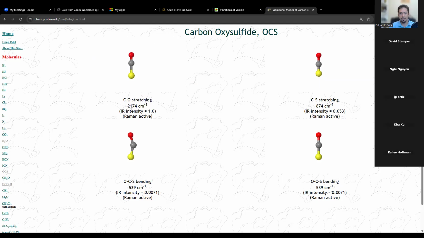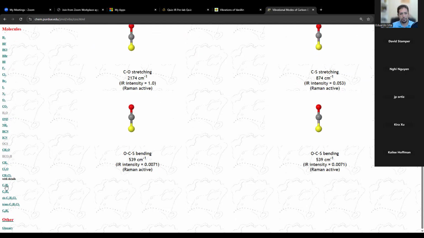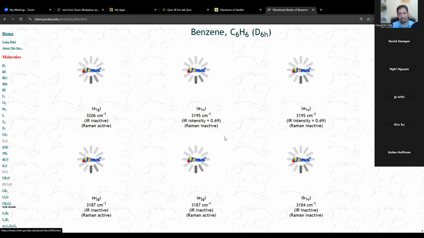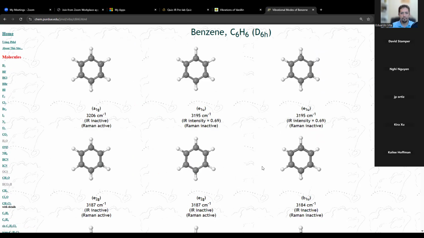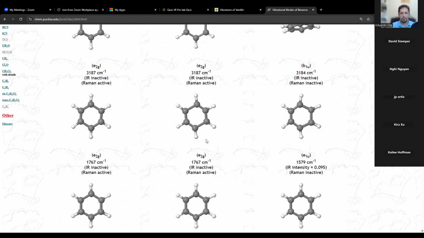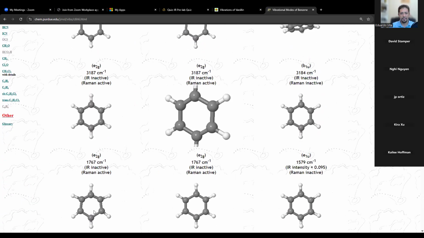See, CO stretching, 2174. Bending, 539. This stretch, well, this is a low energy stretch, but it has to do with the sulfur oxygen molecule there happening. So in general, stretching happens at higher wave numbers. That's still a principle that I want you guys to remember. And again, here's benzene with all of its vibrations. And you can rotate them and spin them around and see what they look like.